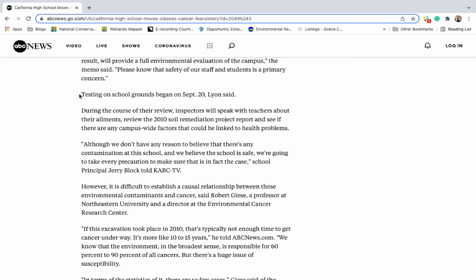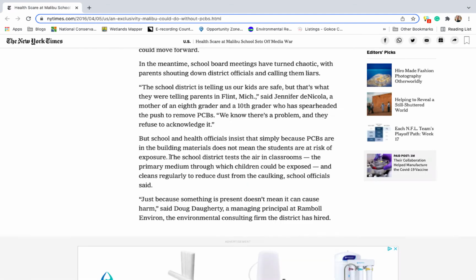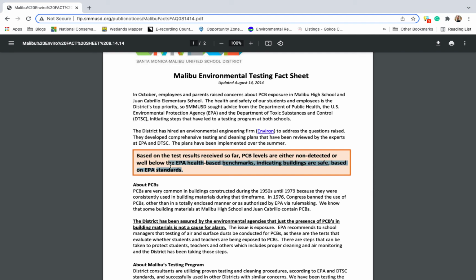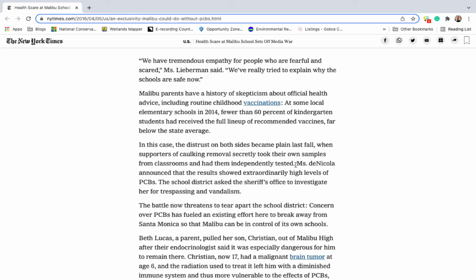After the complaints were received, the school hired an environmental consultant to test the air and dust in several classrooms. Asbestos did not come up, but the test did reveal the presence of PCBs, another potentially toxic material. The classrooms were cleaned, and further testing indicated that PCB levels were either non-detected or well below the EPA health-based benchmarks. It was at this point that several parents broke into the school to collect caulk samples.